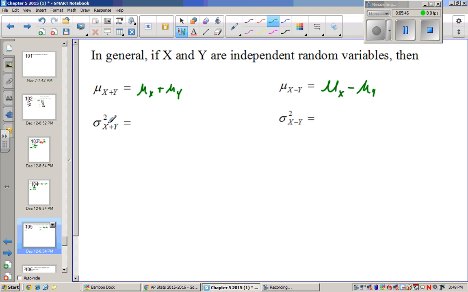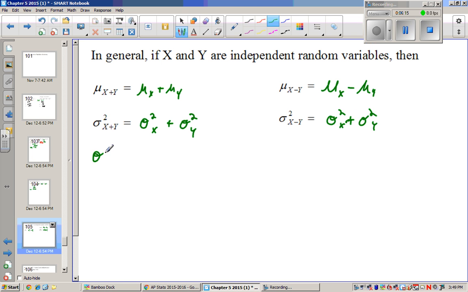These ones are a little surprising to people. To find the new variance, what I do is take the variance of variable x, and then I take the variance of y, and I just add them together. And the shocking one is here. I do the same exact thing when I subtract the random variables. It's pretty confusing to people because they think it's a little counterintuitive, but it is true.